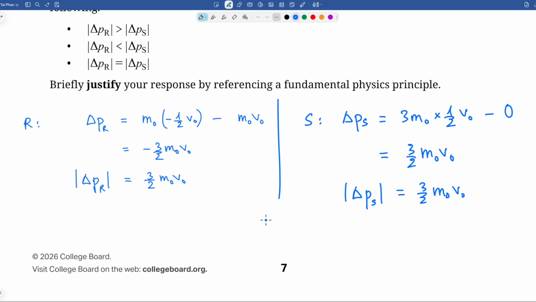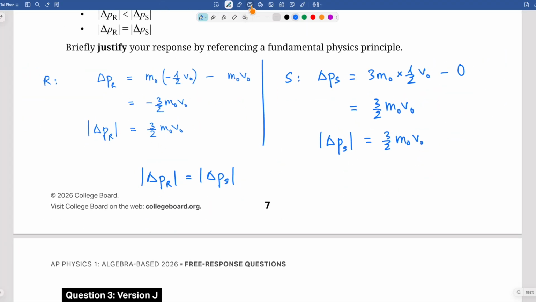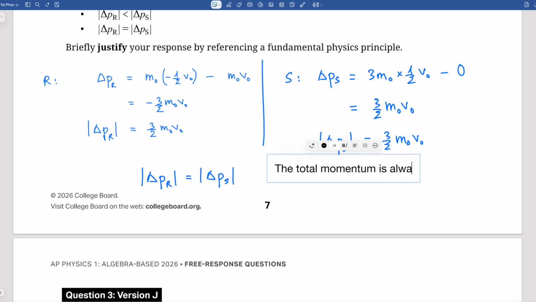Therefore, we write the conclusion. The conclusion is that the magnitude of the change in momentum of R and the change in momentum of S are the same, which is this option. But we need to write it down, not just circle the answer. Then we write the explanation, the justification by the fundamental physics principle. We can write it as follows: because the total momentum of the system is always conserved.